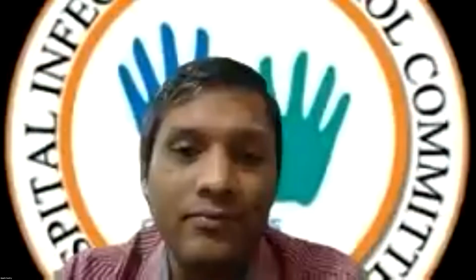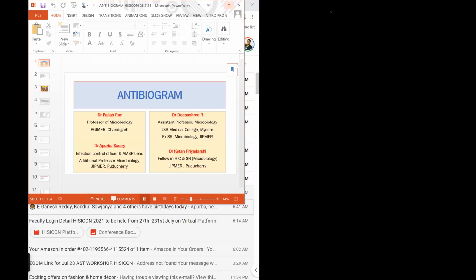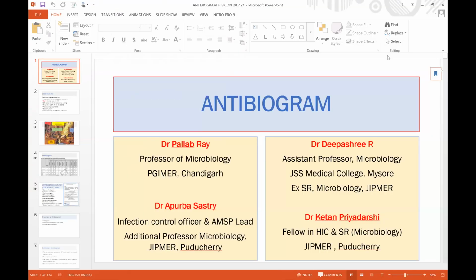So this is all about M100 and M45 that we have discussed, and also M02, where we discussed QC and the basics of DST. So three important CLSI documents we have finished, and yet another important CLSI document is M39. The M39 is for antibiogram, and antibiogram is a very important area because this is what is important for the clinicians to choose the empirical antibiotic.